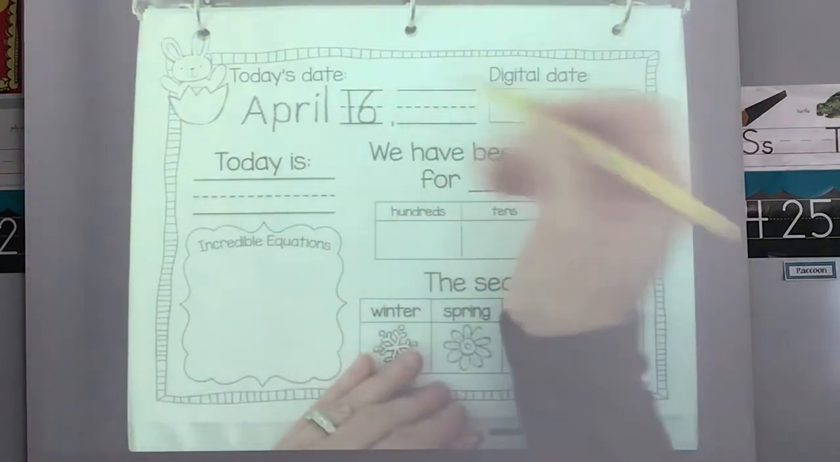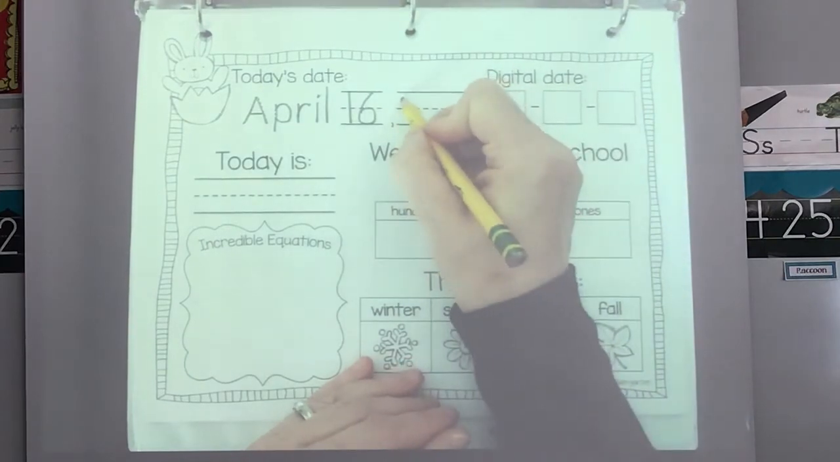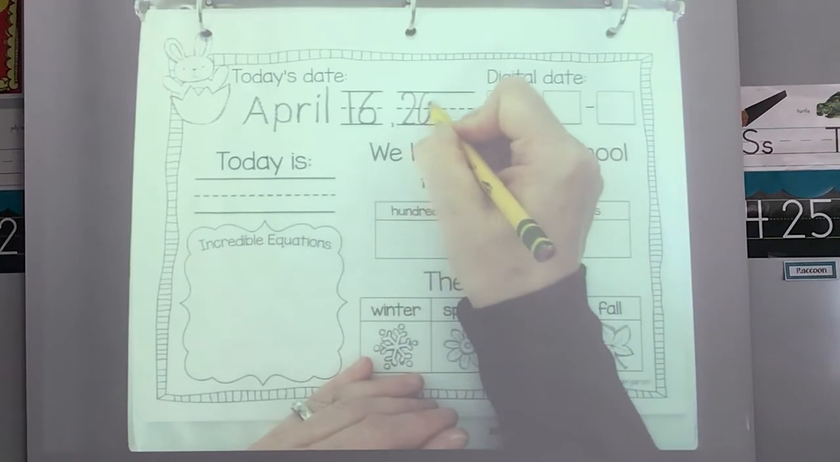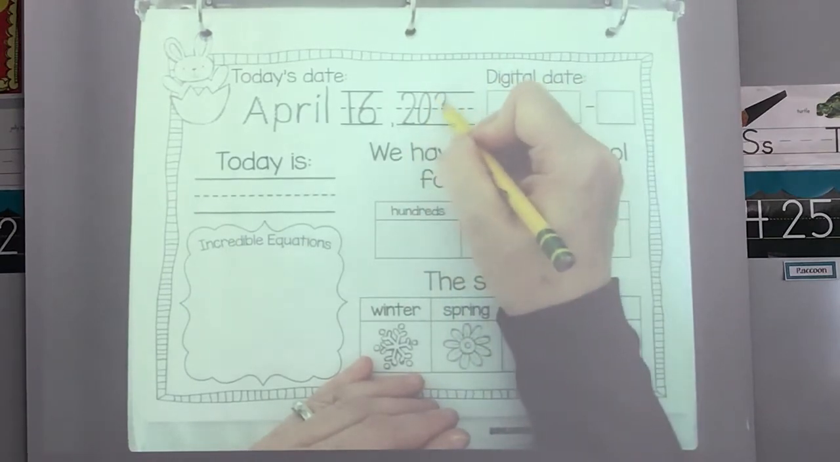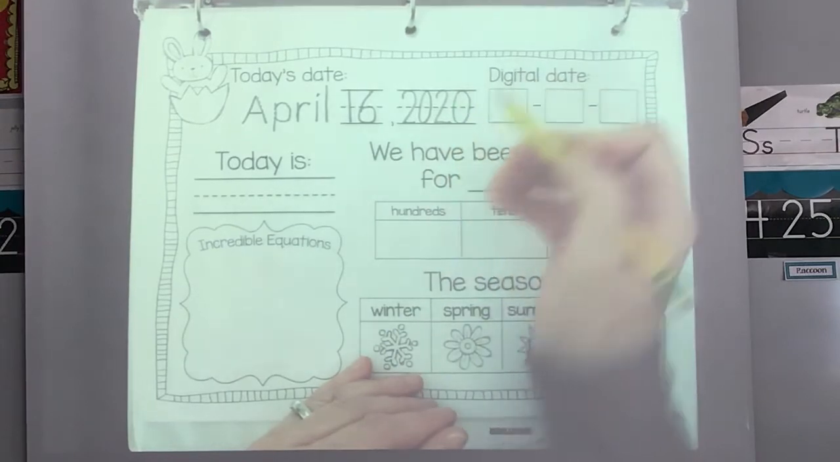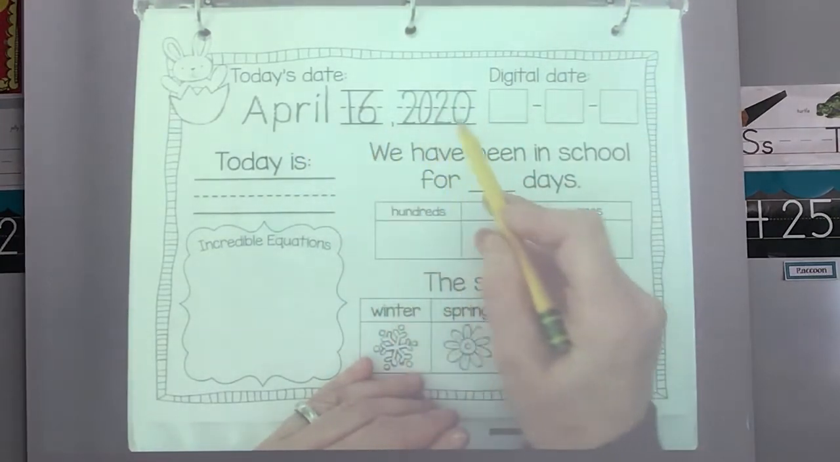No big deal. Okay, our year is 2020. So we have 2, 0. I'm going to make sure I'm touching the top and bottom line. 2, 0. My numbers are the same size. And they're the same distance across, and looks all nice and even.